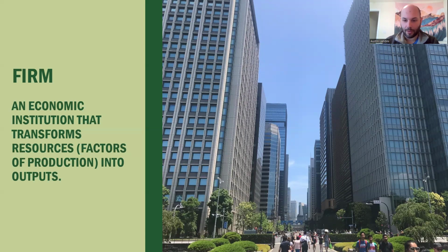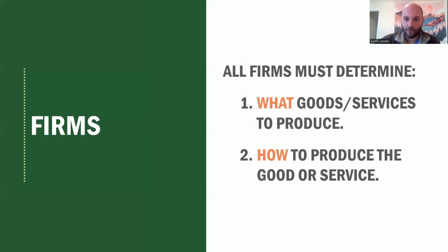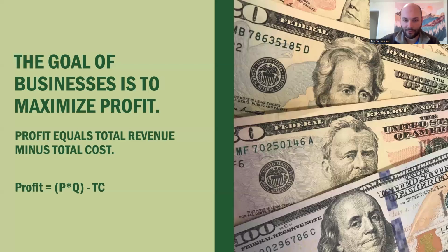You've got your supply curve that we introduced a couple of chapters ago, and that is composed of individuals or institutions that produce goods and services. All firms have to decide what goods and services to produce and how to produce those goods and services. That's just the basic idea. And then the goal of any business, in our theory, now in reality, there might be nonprofits and other types of businesses, but in general, we're assuming that the goal of a business is to maximize profit.